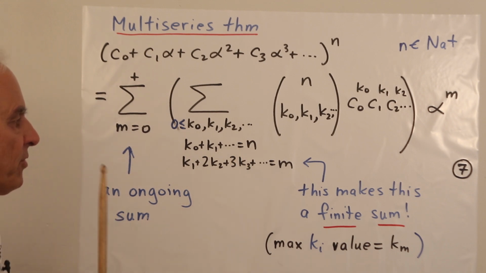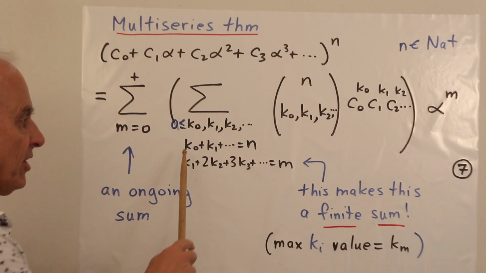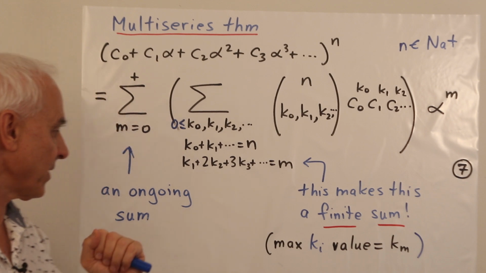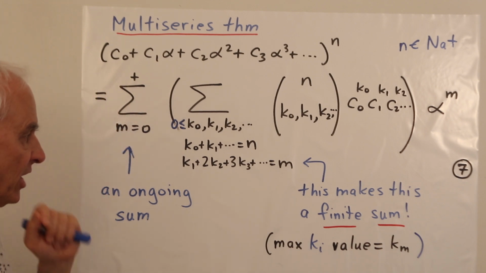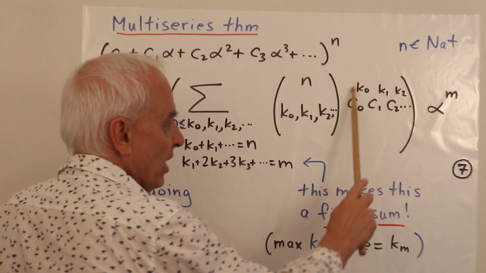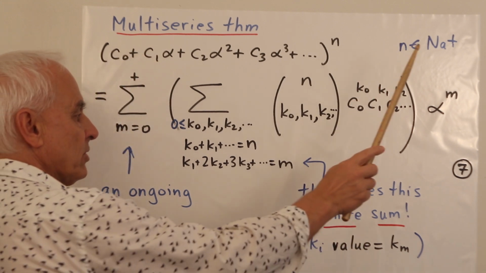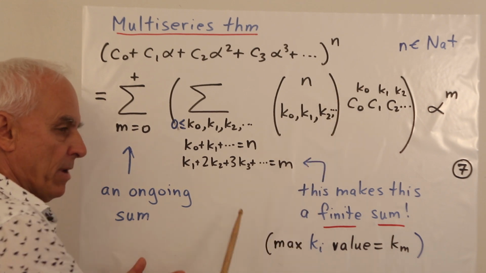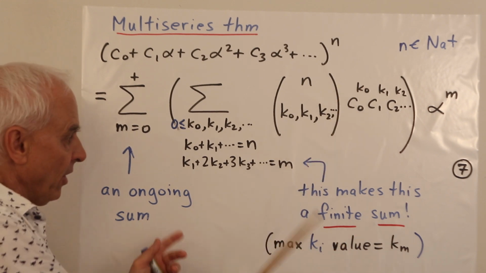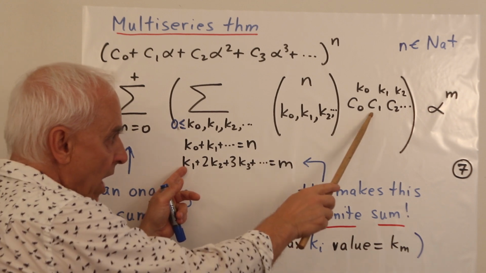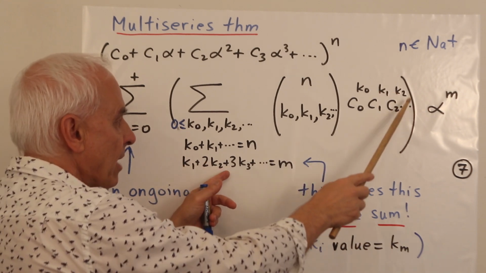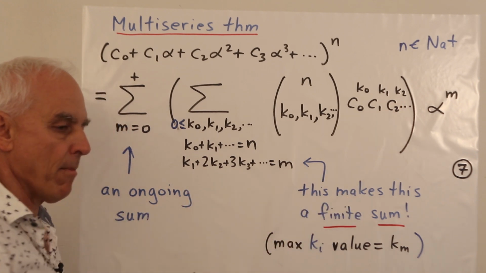And now, however, there's an additional condition. This is the degree condition. Here is now the index degree condition. The index degree condition is that the index degree of this should be equal to m. What's the index degree of this? Well, it's 0 times k0, but I'm not going to write that because that's obviously 0. So it starts at k1: 1 times k1 plus 2 times k2 plus 3 times k3, etc., equals m.